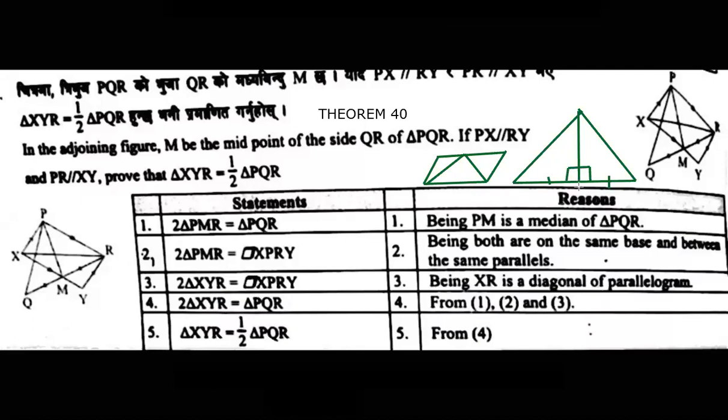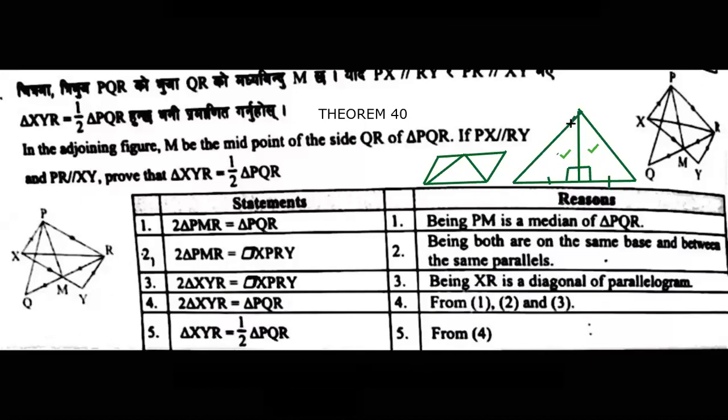If M is the midpoint of this line, then this triangle and this triangle are going to be equal to each other. If these two triangles are equal, then let me focus on this triangle.